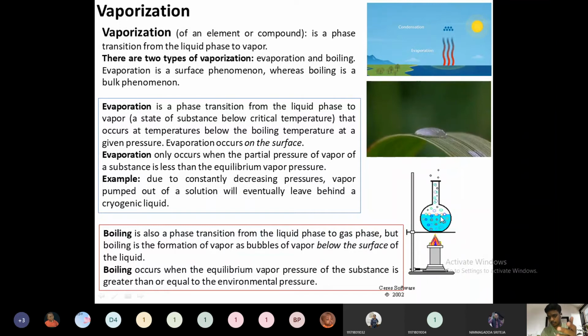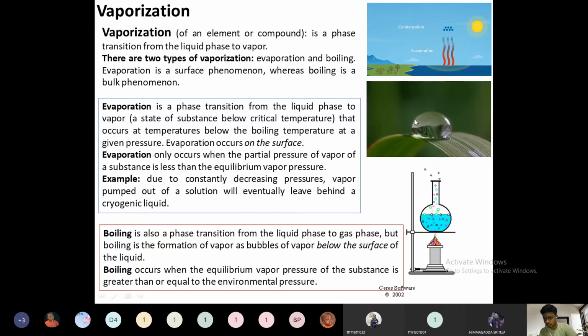In the bulk of the liquid, if you observe, the bubbles or vapors will form below the liquid surface. So bubbles will be formed inside the bulk of the liquid. Then they will rise from the bottom of the liquid to above the liquid surface. In evaporation, it is a surface phenomenon.